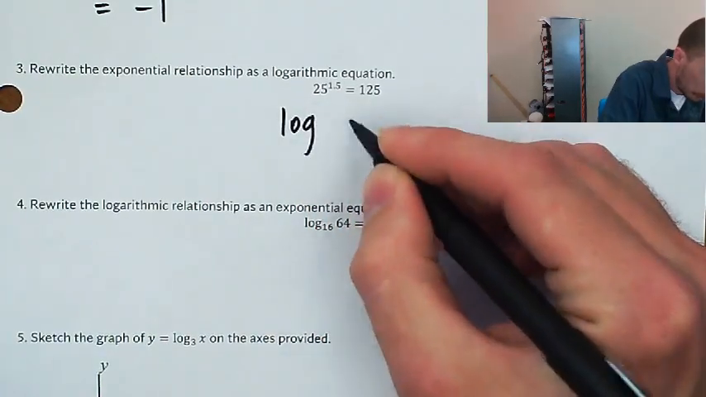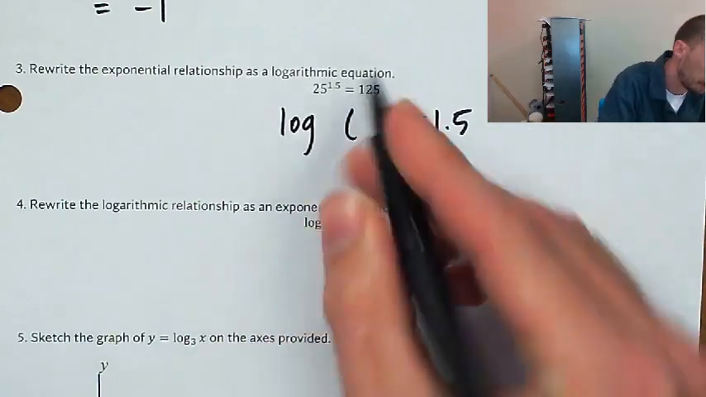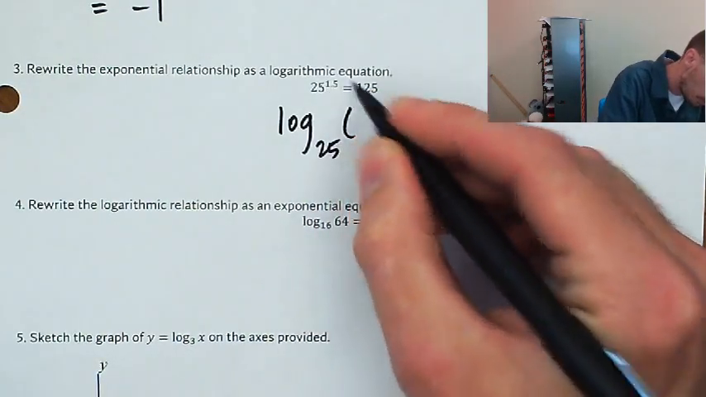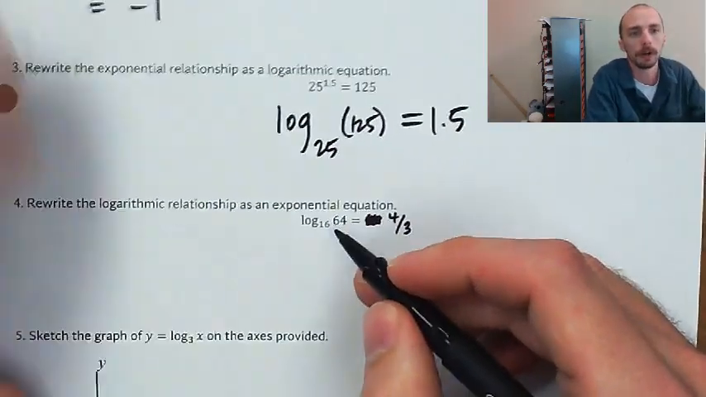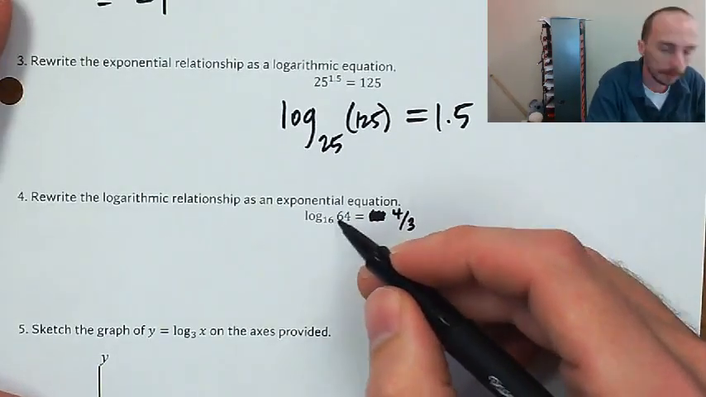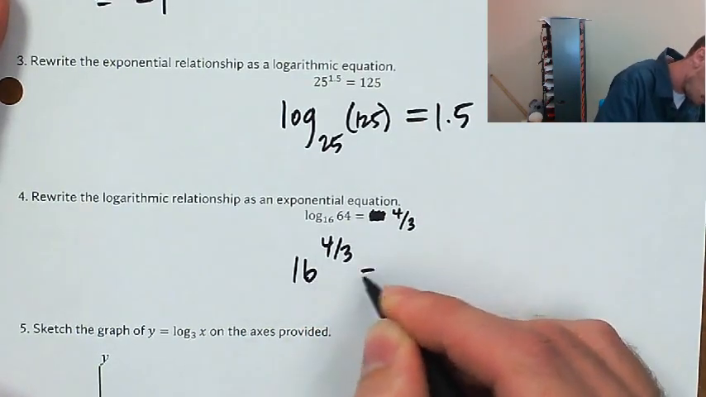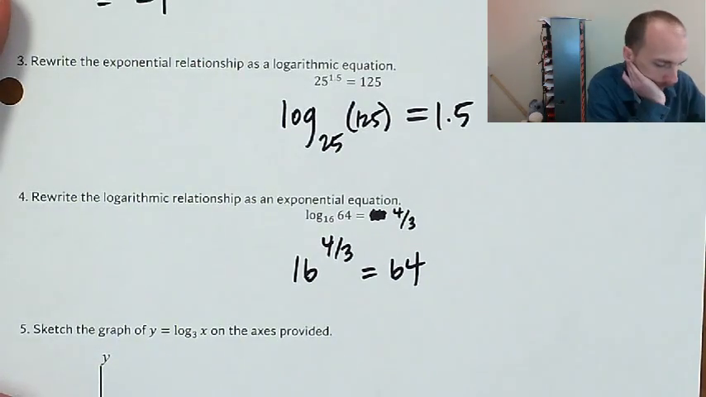So log of something is going to equal 1.5, because the log is the exponent. The base of the exponential is the base of the log. And so that means that 125 would go in there. Over here, the base of the log is the base of the exponential. So it's 16 to the 4/3 power equals 64.